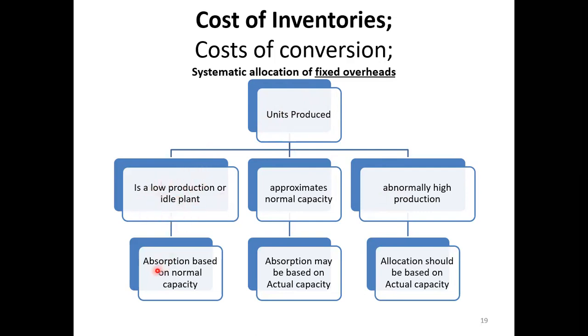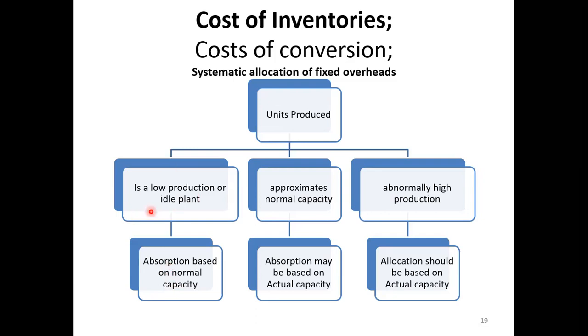So how do we calculate absorption? Absorption is based on normal capacity. What's the normal capacity? 10,000. And the fixed cost is 10,000 rupees. Then 10,000 rupees divided by 10,000 equals 1 rupee. The balance 5,000 will be charged in the income statement as an expense.